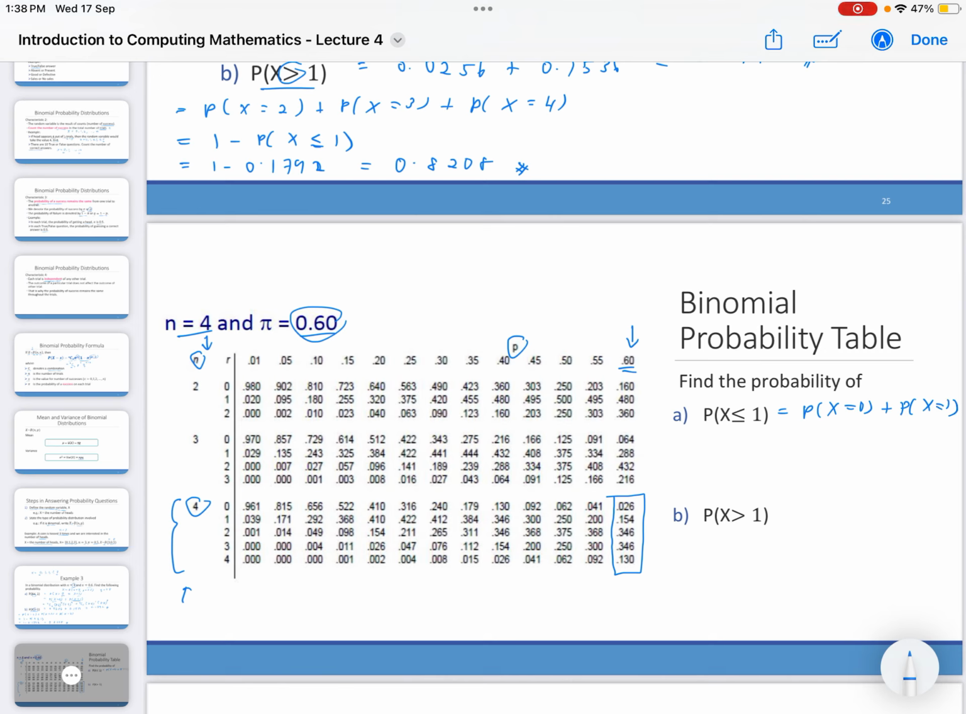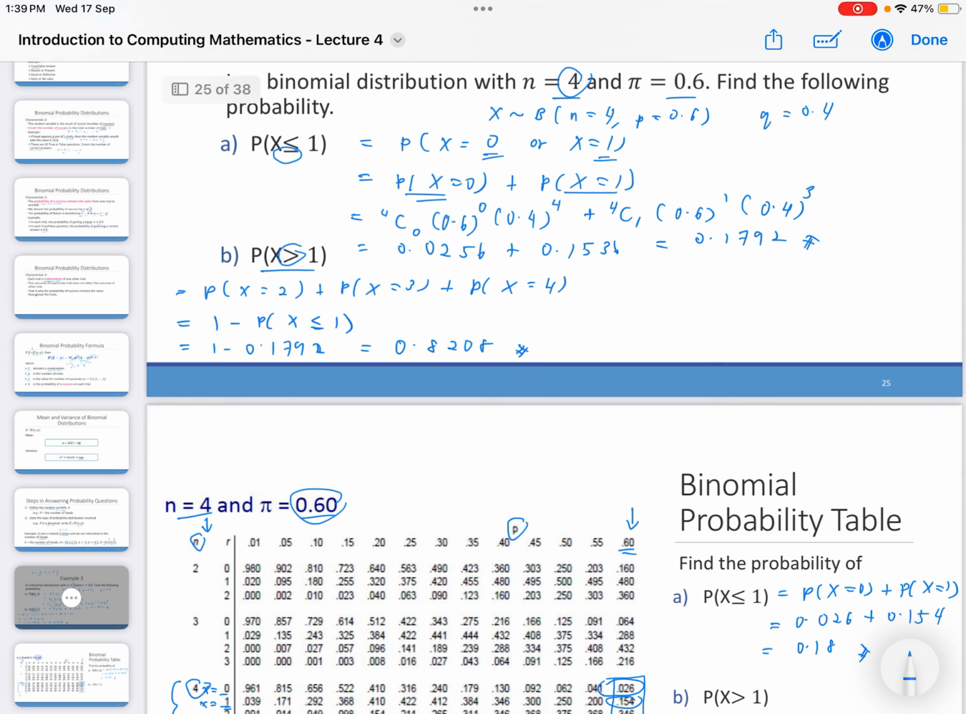Okay, and then how to get this one? And then we see from here, actually we have this one, 0, 1, 2, 3, 4. So this is where x equals to 0. So then we want probability of x equals to 0, which is equals to this one, 0.026, and then plus probability of x equals to 1, this one, which is the second one here. So 0.154. So we just add these two, so we get 0.18. So this is actually the same as before. We get the same answer, this one. Okay.